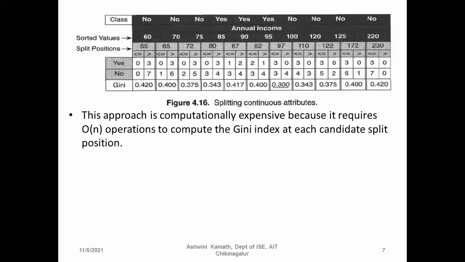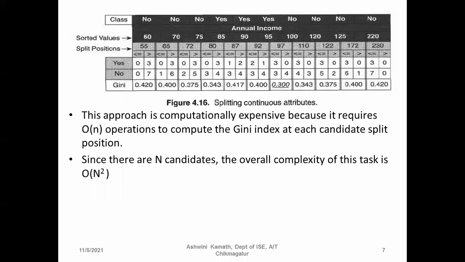So what is the problem with that? It is computationally expensive. It requires big O of n operations to compute the Gini index for each candidate. For one candidate, we need big O of n operations to compute the Gini index. That is for one record. If we have n records, this will be n into n. Since there are n candidates, that is n records, the overall complexity of this task will be big O of n square, that is n into n.